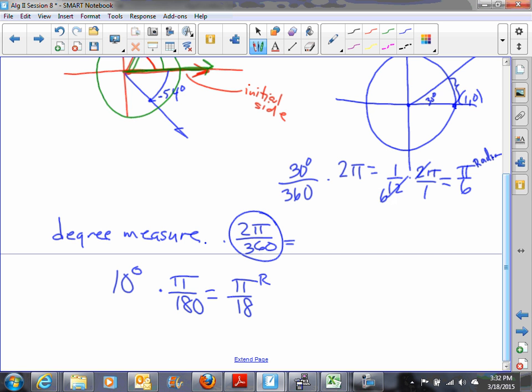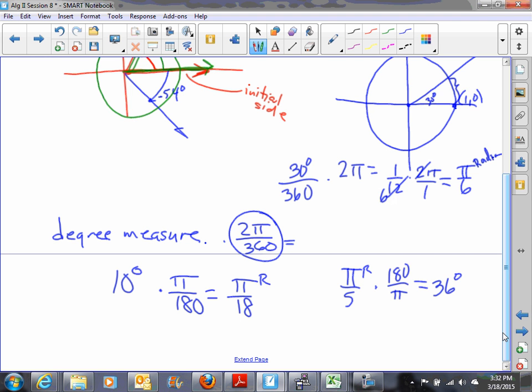Now, let's say we had an angle of pi over 5 radians, and we wanted to convert it to degrees. Well, we would multiply by 180 over pi, in other words, the reciprocal of pi over 180. And the pi's would cross cancel. We'd get 180 over 5, which becomes 36. So pi over 5 radians is the same as a 36 degree angle.